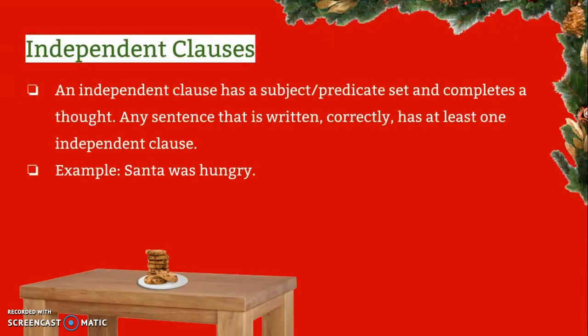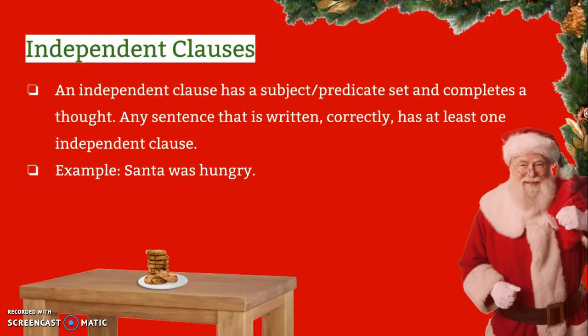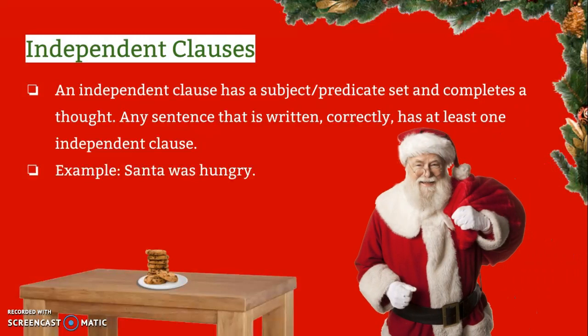Independent clauses. An independent clause has a subject predicate set and completes a thought. Any sentence that is written correctly has at least one independent clause. Example, Santa was hungry. See how he slid for them cookies?